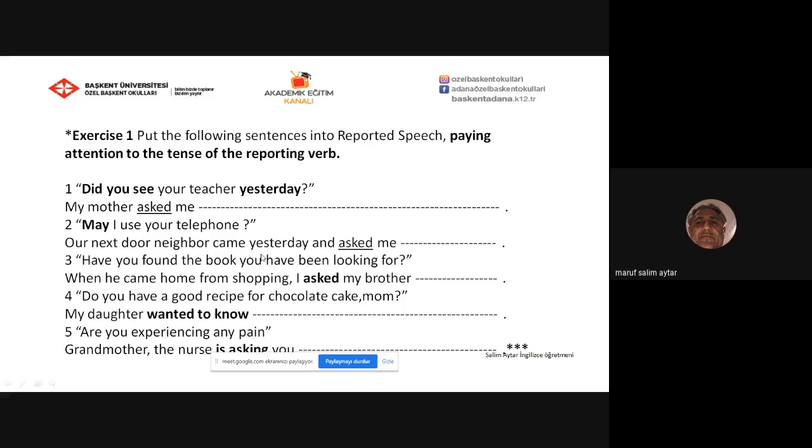Our next door neighbor came yesterday and asked me, blah, blah. Have you found the book you've been looking for? When he came home from shopping, I asked my brother, do you have a good recipe for chocolate cake, Mom? My daughter wanted to know, blah, blah, blah. Are you experiencing any pain? Grandmother, the nurse is asking you.